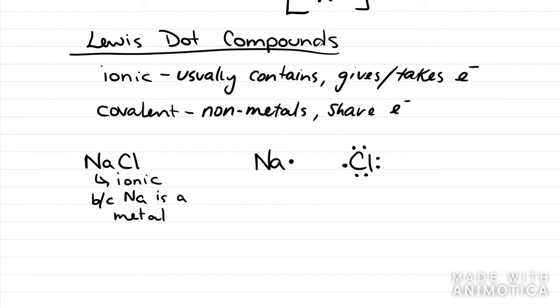So this is going to give and take, which means this electron here is actually going to be given to that element there. So we'll end up with Na with no electrons around it. And because there's no electrons around it and it's lost 1 electron, it has a charge of +1.